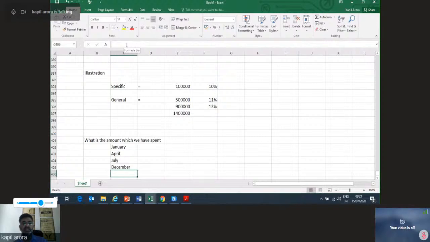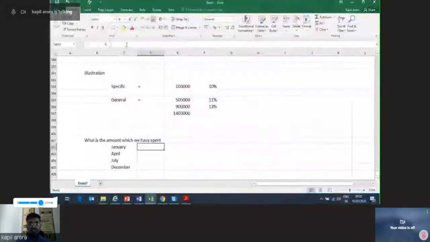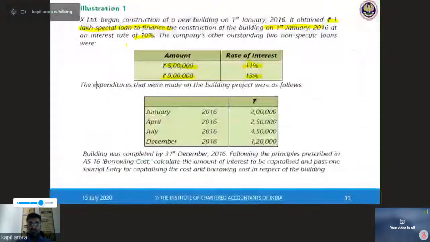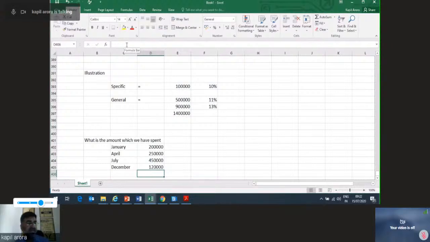So January, April, July and December. How much amount have we spent? 2 lakh, 2 lakh 50 thousand, 450, and 120. So we have spent this much amount.